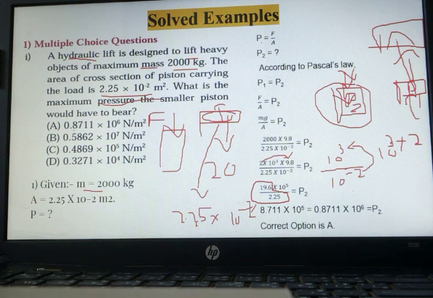In order to bring it nearest to the answer, we can shift one more decimal on this side. As we are shifting one decimal on this side, the power will add up. So we will be getting 0.8711 into 10 raised to 6. That is your answer A. So the correct option is A.